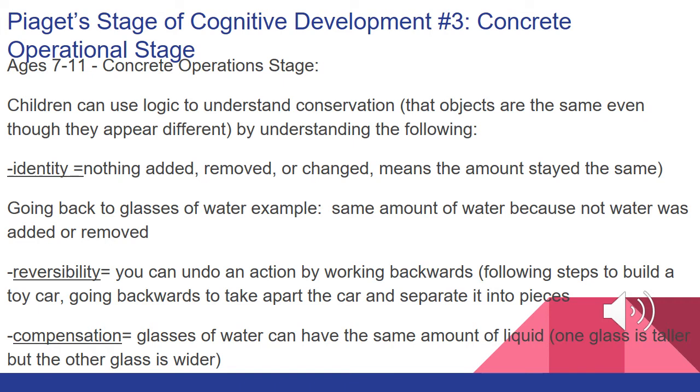Another way they can understand conservation, or that objects are the same even though they appear different, is through compensation. So they can realize intellectually in their mind, hey, the reason why the glasses appear different is that they're shaped differently. They have the same amount of water, but they look different because one is shaped tall and thin, the other one long and wide.